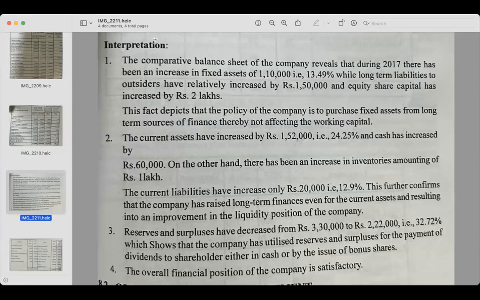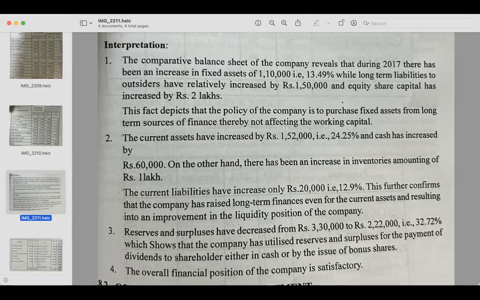The comparative balance sheet of the company reveals that during 2017, there has been an increase in fixed assets of 1,10,000, which is 13.49%, while the long-term liabilities to outsiders have relatively increased by 1,50,000, and equity share capital has increased by 2 lakhs. This fact depicts that the policy of the company is to purchase the fixed assets from the long-term financial resources, thereby not affecting the working capital. You're not buying the long-term assets with the short-term financial resources. So you're not touching the working capital. You're buying the long-term assets with the long-term resources of finance.